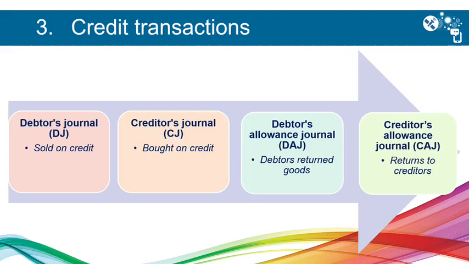We buy a variety of items on credit. We can buy trading stock, we can buy stationery, we can even have repairs done on credit. So a variety of things that we buy on credit, therefore a variety of things that we can return to our creditors, not just trading stock.